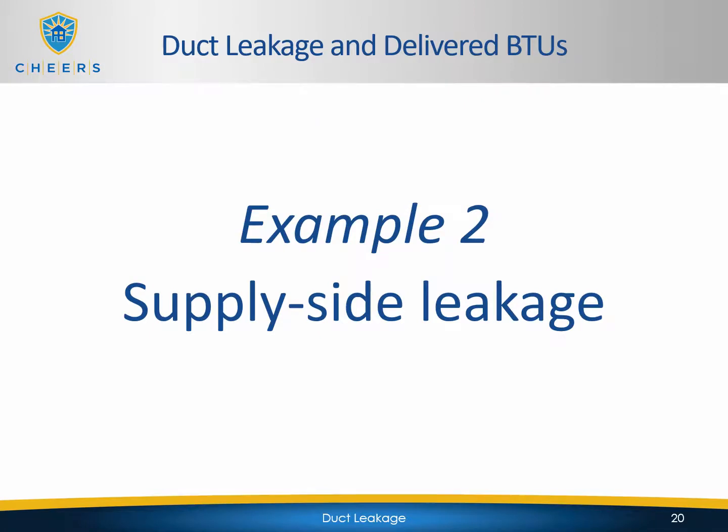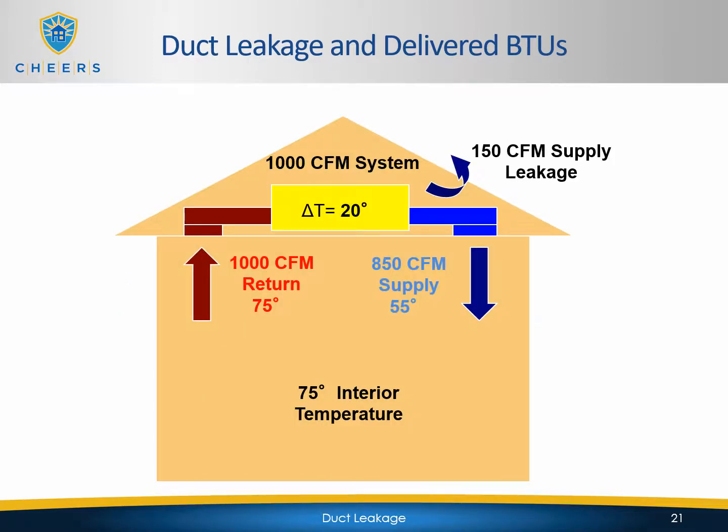So our second example would be a supply side leakage example, and let's see how that works out. So same house, we still have 75 degree interior temperature. It's still a 1000 CFM system. There's a delta T of 20 degrees. The only difference here is that now on the supply side, instead of 1000 being supplied into the house, you're losing 150 into the attic. So only 850 are supplied into the house, and you're losing 150 somewhere through the supply ducts in the attic.